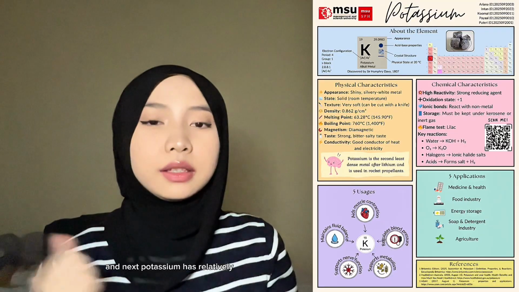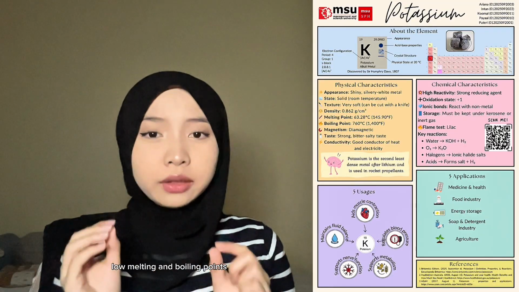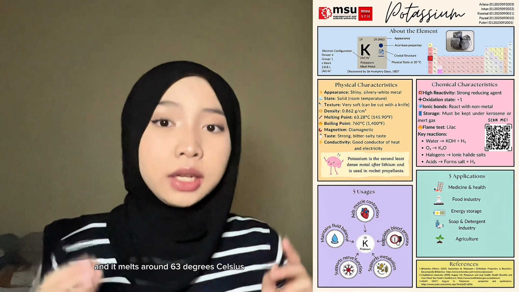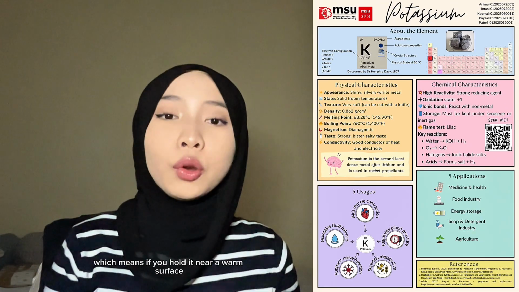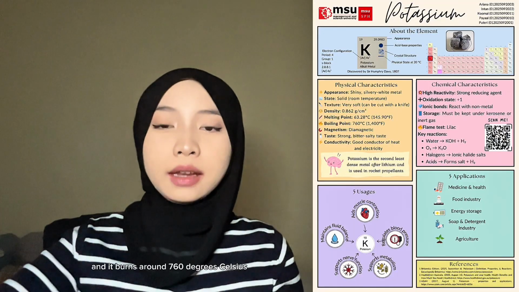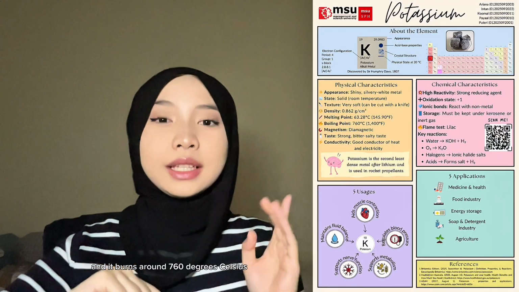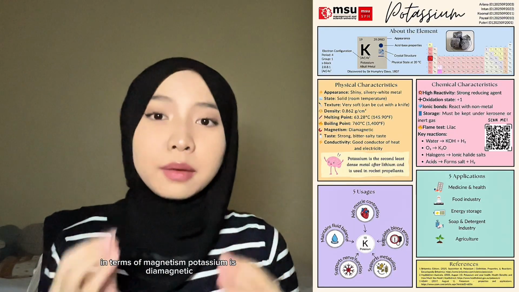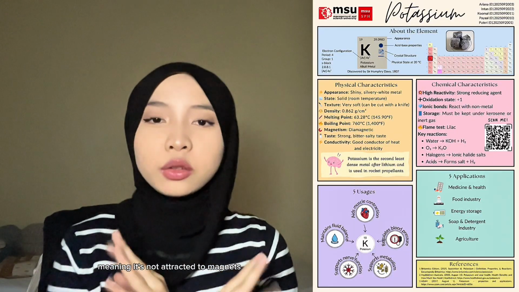Next, potassium has relatively low melting and boiling points compared to most metals. It melts around 63 degrees Celsius, which means if you hold it near a warm surface, it can become very soft quickly, and it boils around 760 degrees Celsius. In terms of magnetism, potassium is paramagnetic, meaning it's weakly attracted to magnets.